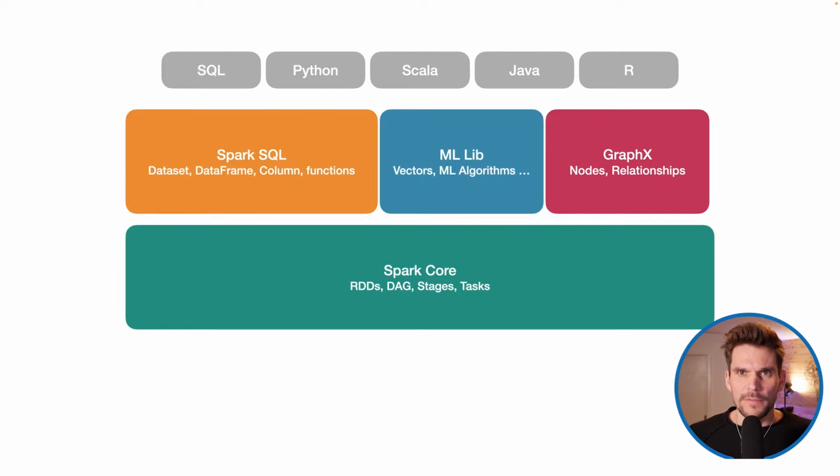Now, as you may know, we have an architecture like this where we have Spark Core as the foundation and the execution model, on top of which some other high-level abstractions have been added. For example, Spark SQL is an abstraction built on top of Spark Core, and we can use it from SQL, Python, Scala, Java, or R.